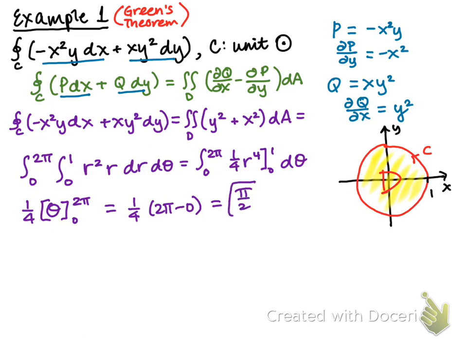So you can see in this example that I've done two ways, it's actually pretty reasonable to evaluate the integral using either method, but often one method is much easier. And often Green's theorem can take a very difficult or impossible integral and turn it into a very easy integral. All right, let's move on to our next examples.